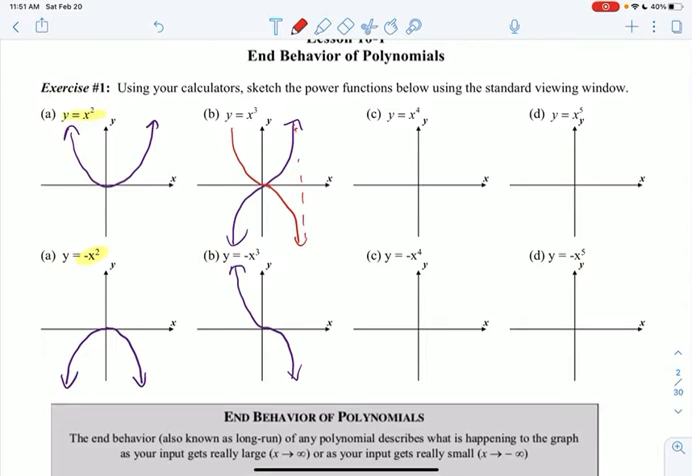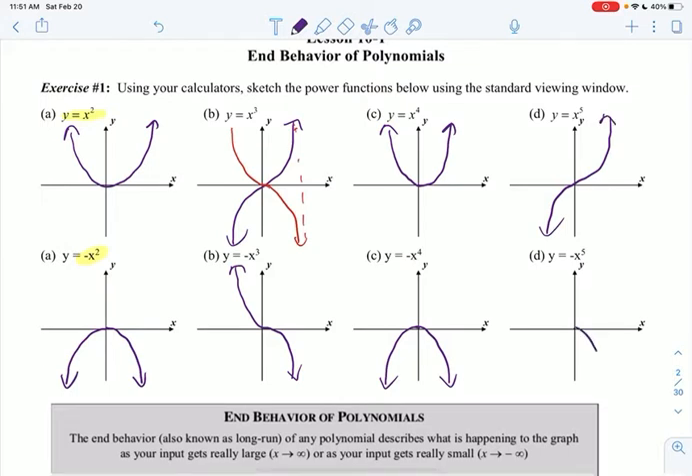y equals x to the fourth. Again, looks similar to y equals x squared, and y equals negative x to the fourth, then of course would just be the reflection over the x-axis. And y equals x to the fifth looks just like y equals x to the third. All right, so the reflection, y equals negative x to the fifth, would be super similar.